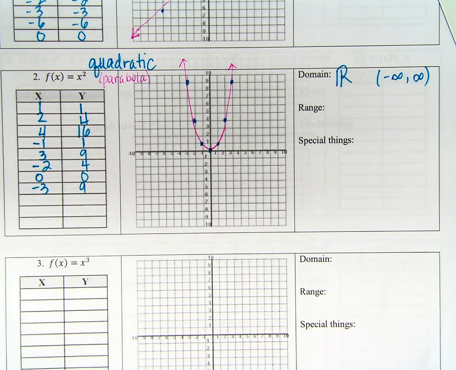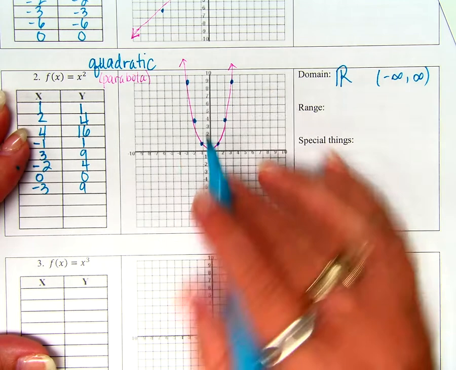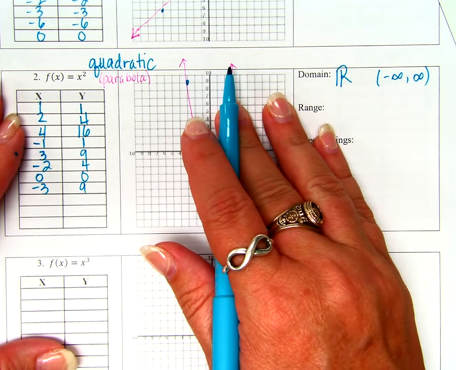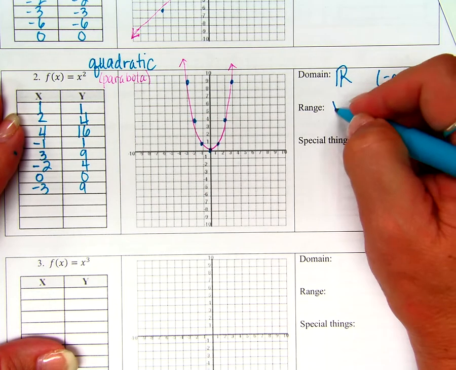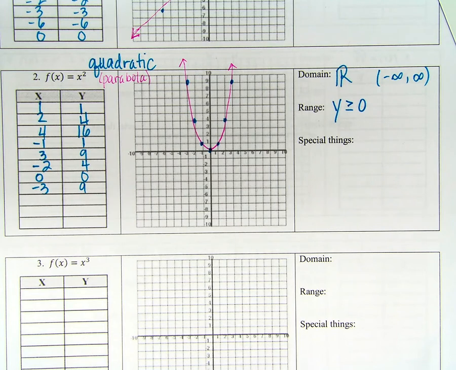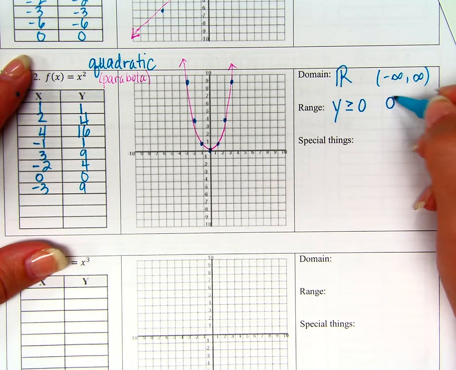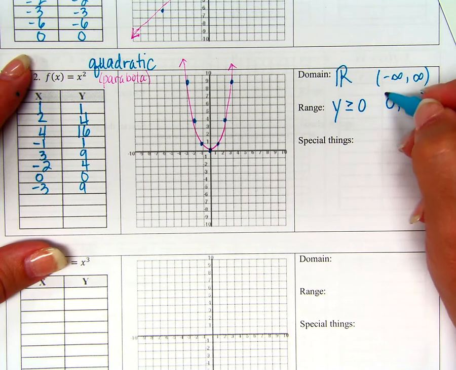So what about the range? Well, why is it not all real numbers? It doesn't go all the way down. How far down does it go? To 0. It starts at 0. How far does it go up? All the way, right? So our y value is going to be greater than or equal to 0. Now we got to talk about how to write it this way. Starts at 0 and goes where? Infinity. But look at this.